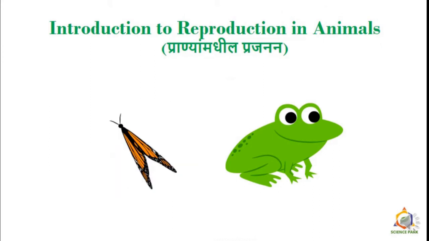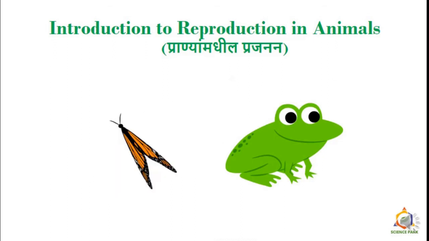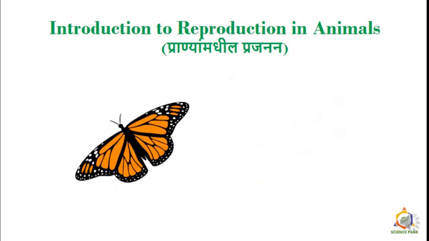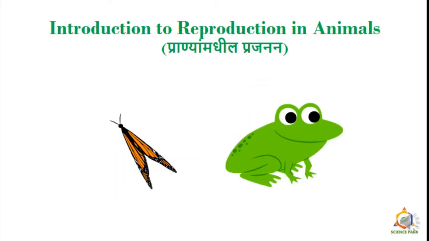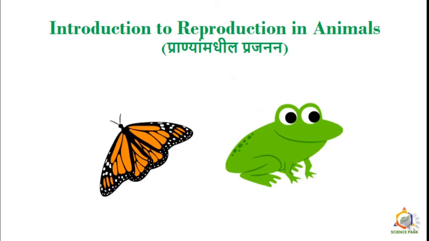प्राण्यांमधील प्रजनन. You have seen young ones of different animals. Now try to name what the young ones of butterfly and frog are called. Also memorize all the different animals and their young ones.